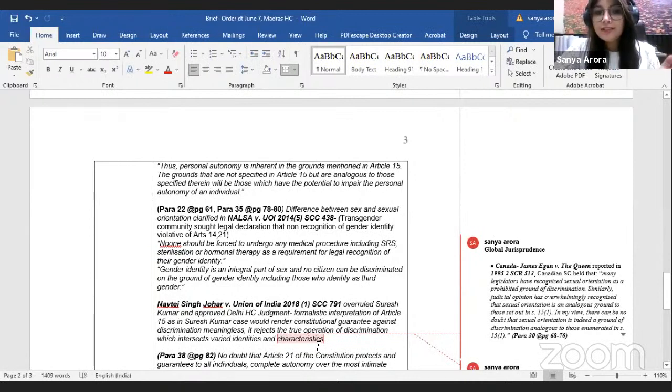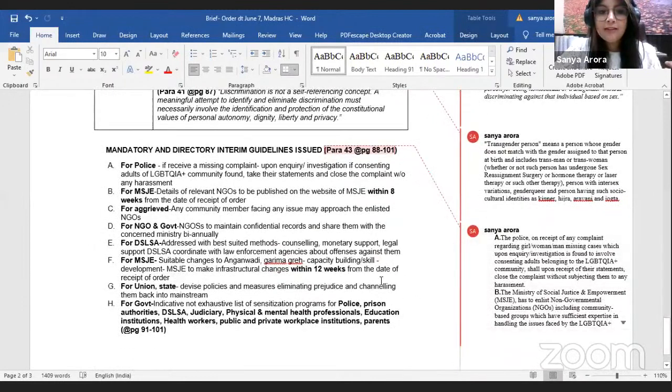Ideally, I should have these kinds of briefs prepared for all of these judgments as well, if I want to be even more prepared. And then you go to the mandatory and directory interim guidelines issued, page numbers, all the guidelines are here without being paraphrased, and here they are paraphrased. Now we are running a little bit short on time, so I will just quickly tell you that you have to make sure whatever you're paraphrasing doesn't change the meaning.